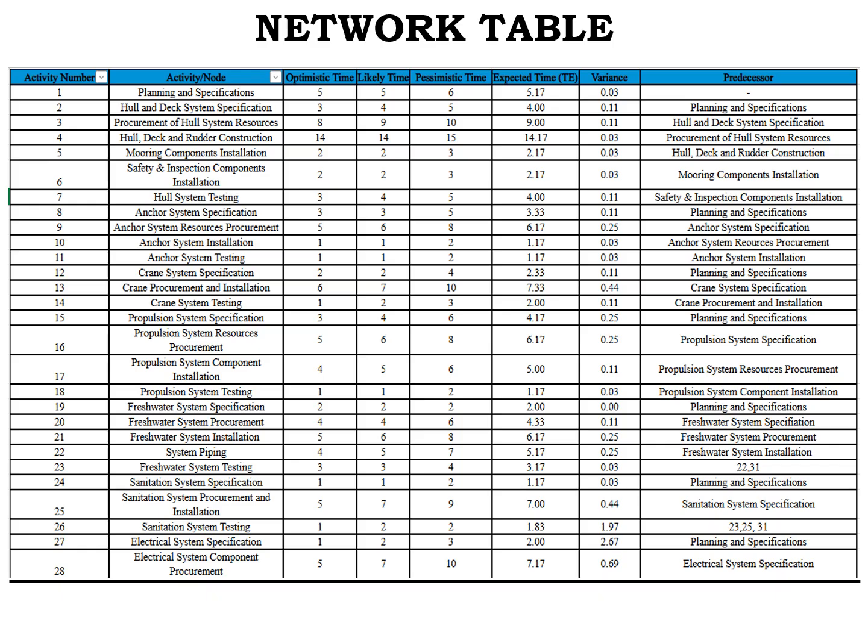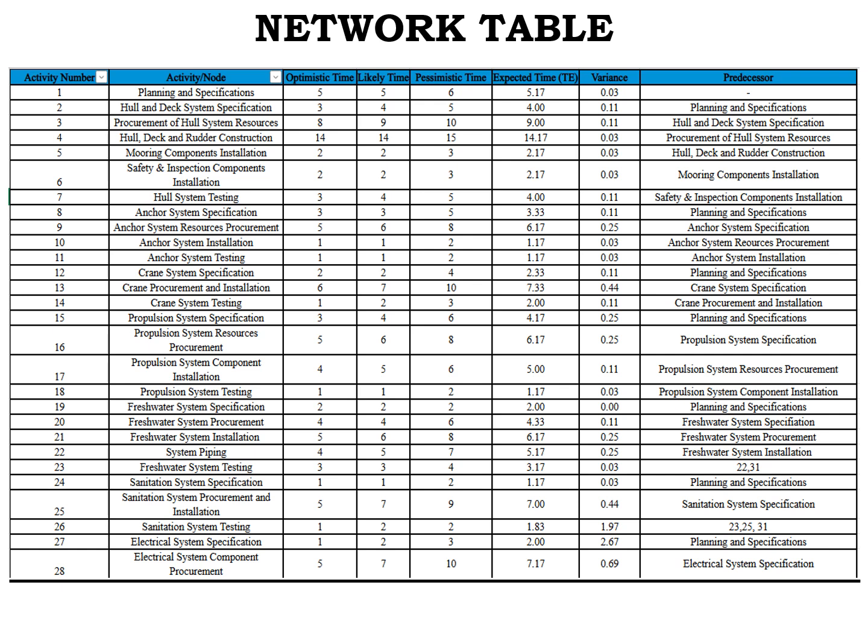Moving on to the results. The network table that was developed as a result of all the methodology is seen here. We have a total of 38 activities ranging from the planning and specifications for the entire project to the specifications for each system, ranging from the hull system to the anchor system to the crane system to the propulsion system to the freshwater system to the sanitation system to the electrical and then the navigation system.